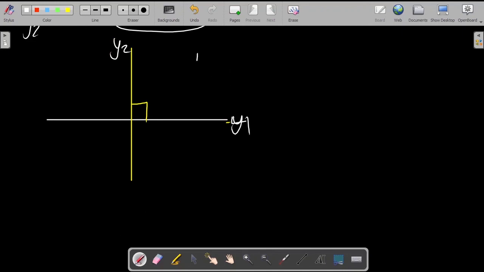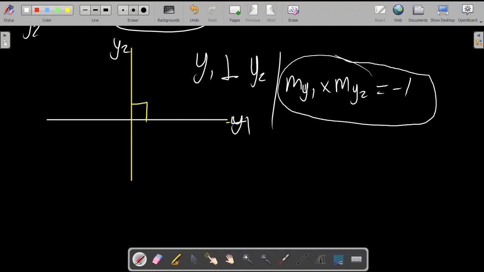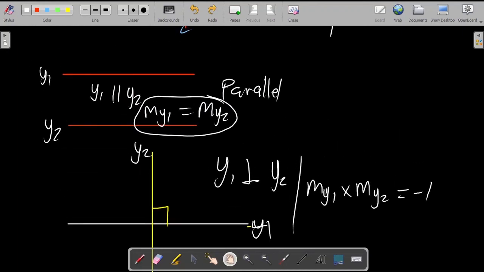So y1 is perpendicular to y2 if and only if the gradient of y1 multiplied by the gradient of y2 gives you -1. So if a question asks you to prove or to check whether two lines are perpendicular, this is how you do it. You basically multiply the gradients. If it gives you -1, then they're perpendicular. If you're asked to prove whether lines are parallel, you check if their gradients are equal, and if they are, you have parallel lines.